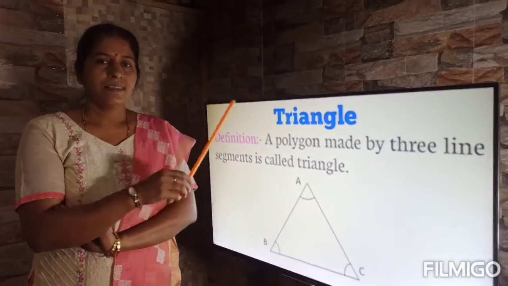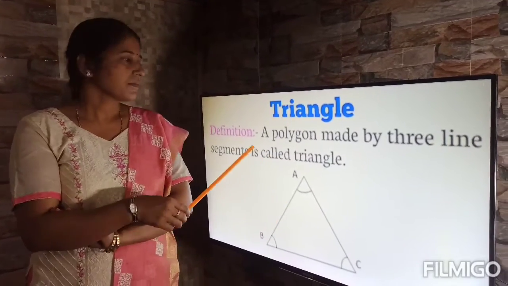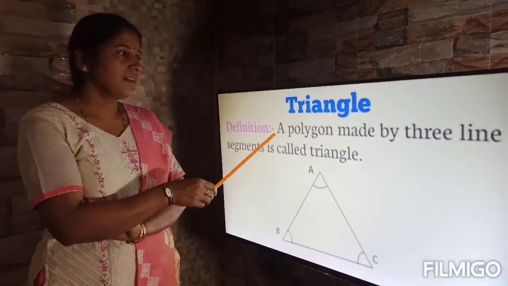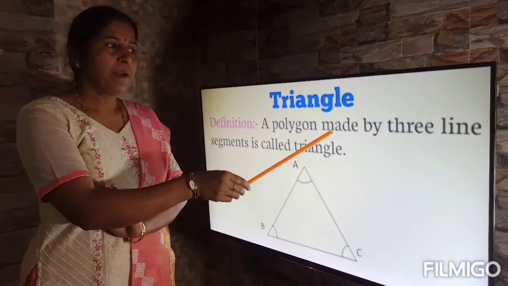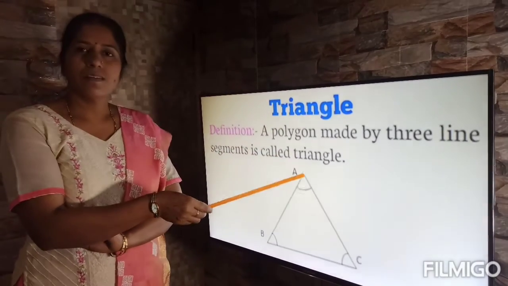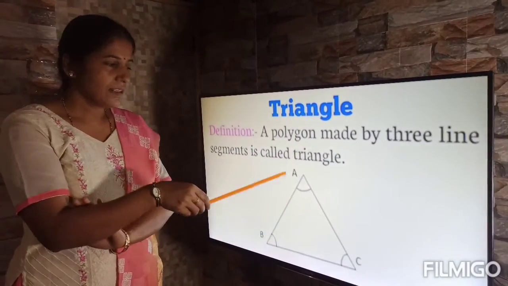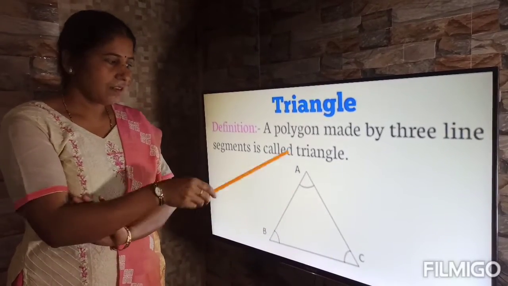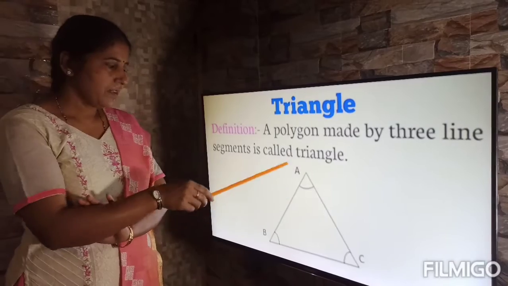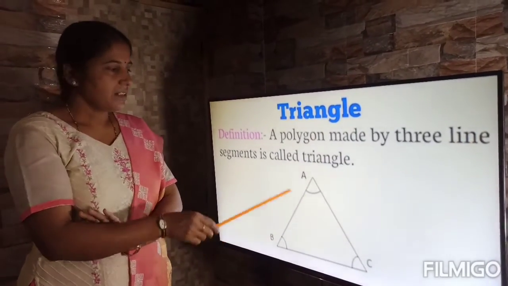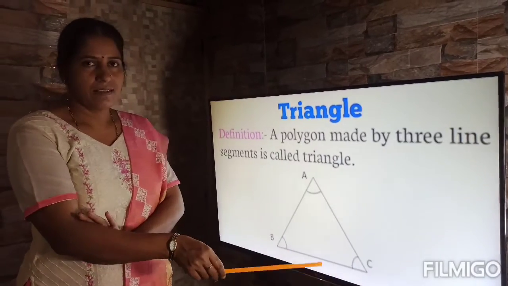Triangle and its various types. First, the definition of a triangle. A polygon made by three line segments is called a triangle. A triangle is a polygon. It is made by 3 sides or 3 line segments: AB, BC, AC. 3 sides and 3 angles.